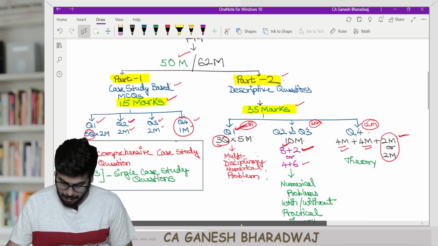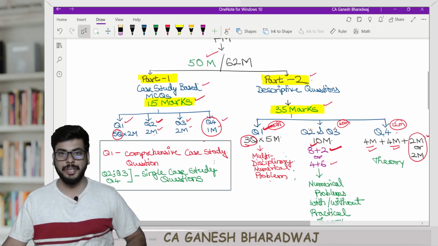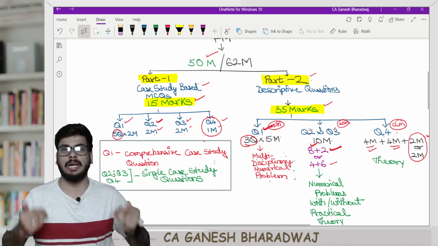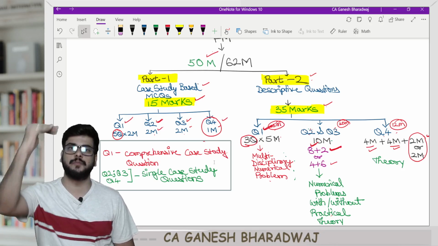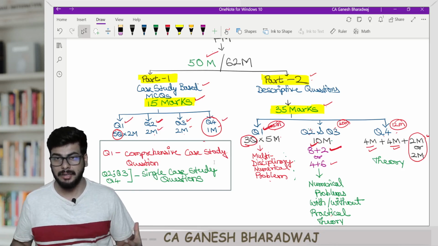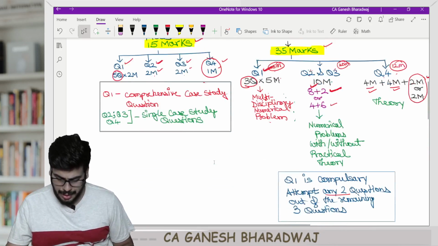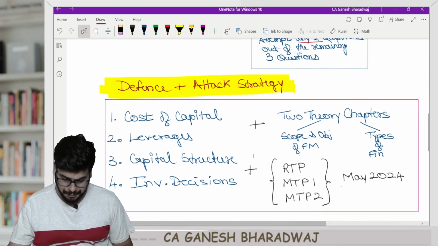Now, guys, that's about the exam pattern, the paper pattern. Now, moving on to, sir, what are all the core chapters that I need to prioritize, that should be on my priority list? First, I need to start these chapters, and only then move on to the remaining chapters. So I call this the defense plus attack strategy.